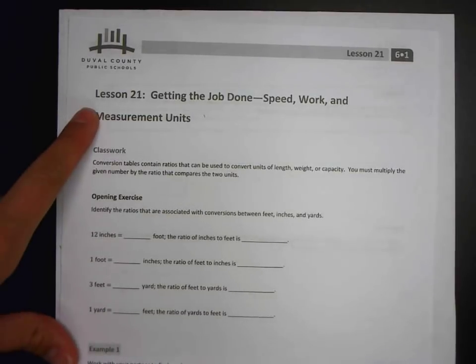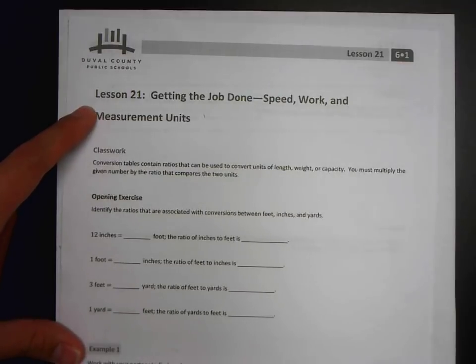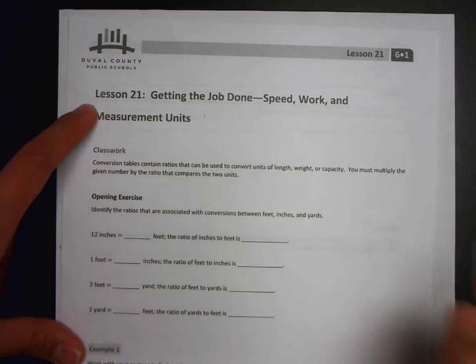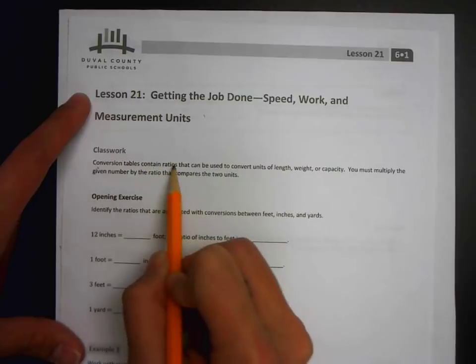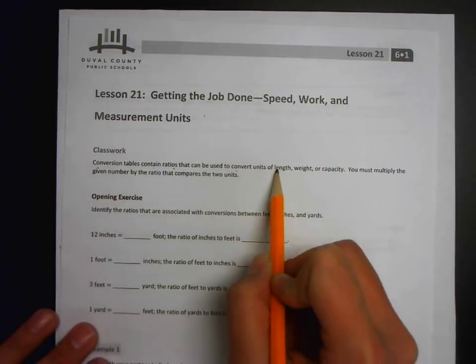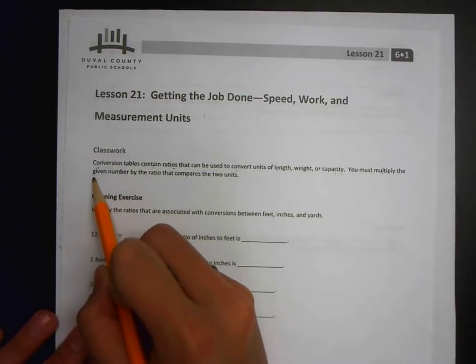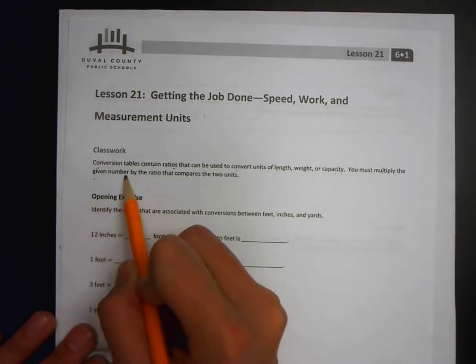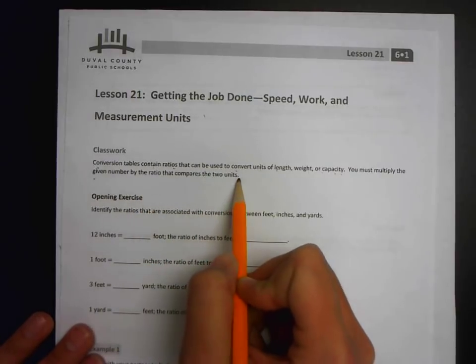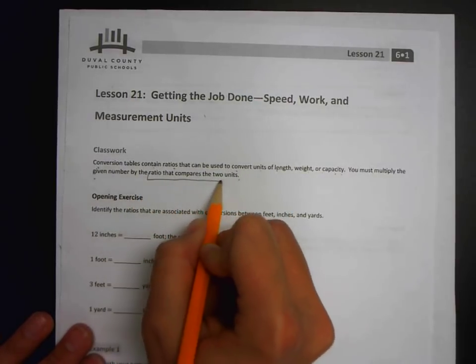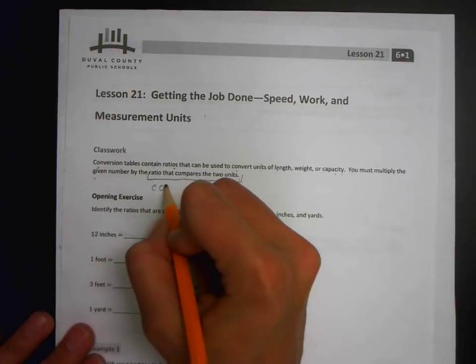With lesson 21, our big thing here is a conversion factor. Conversion tables contain ratios that can be used to convert units of length, weight, or capacity, meaning how much something can hold. You must multiply the given number, which is what you are given, by the ratio that compares the two units. We call the ratio that compares the two units our conversion factor.